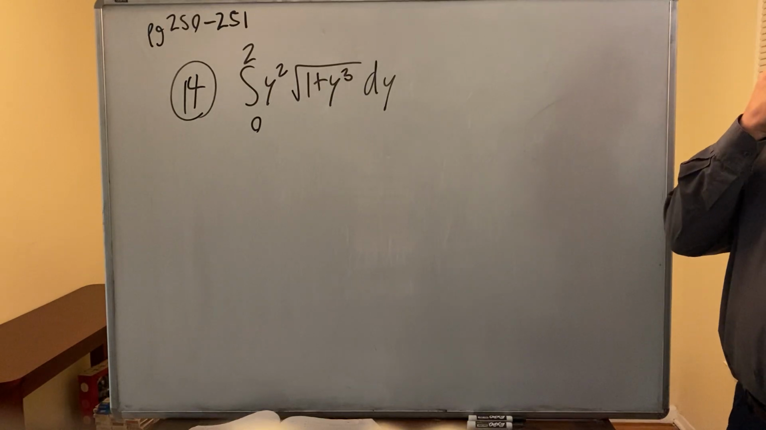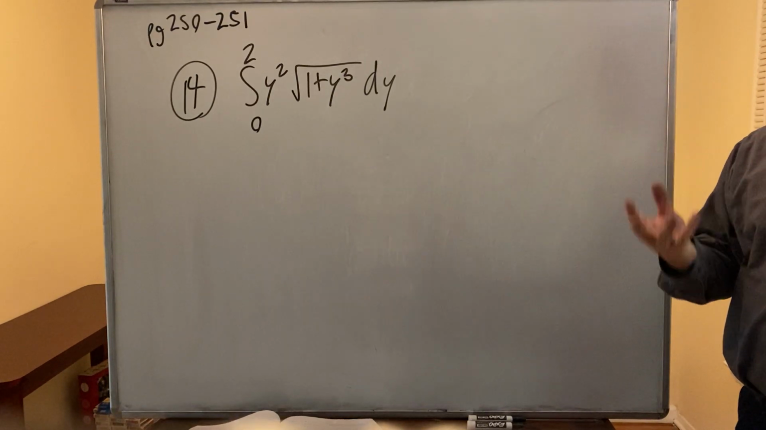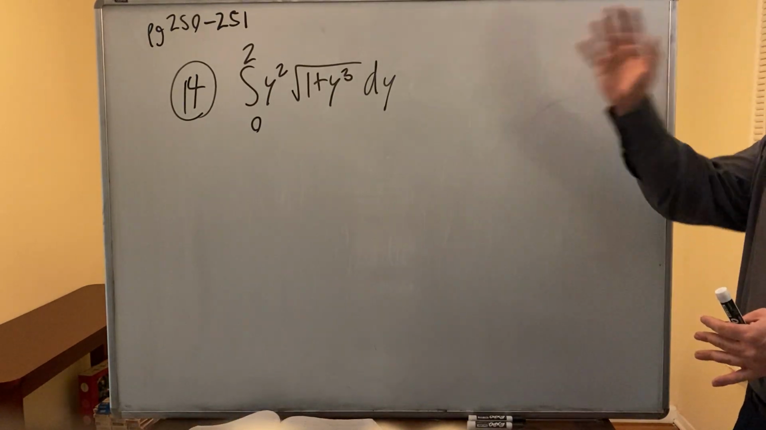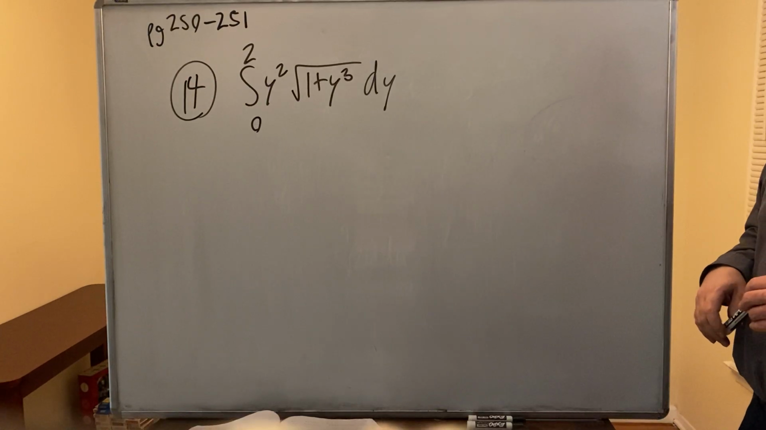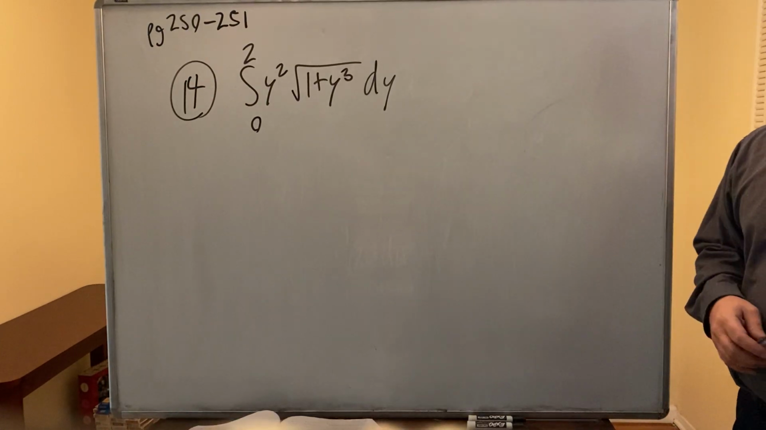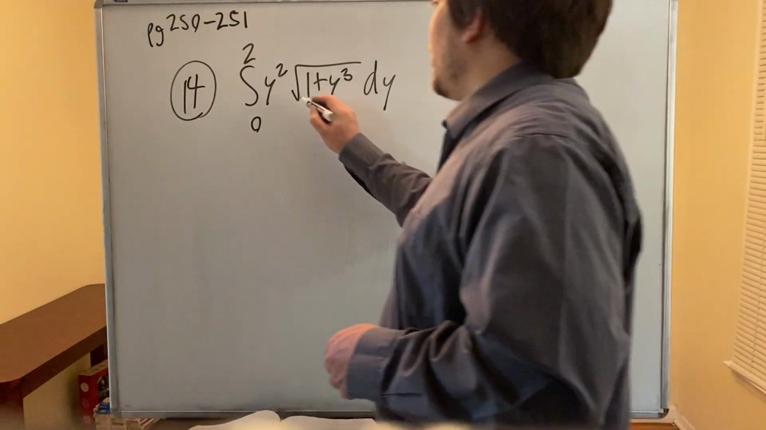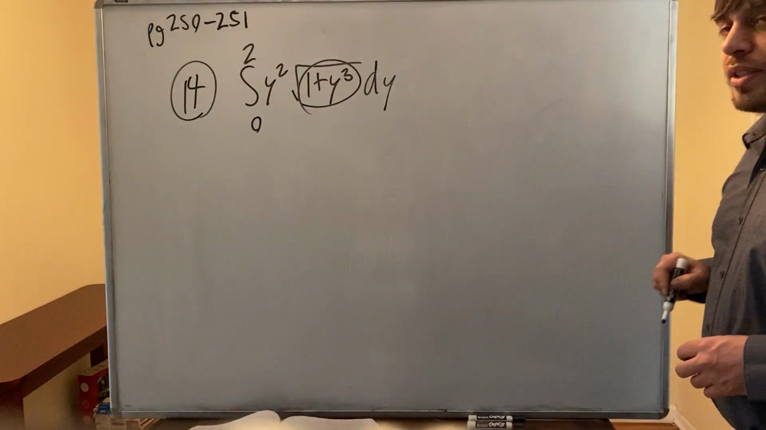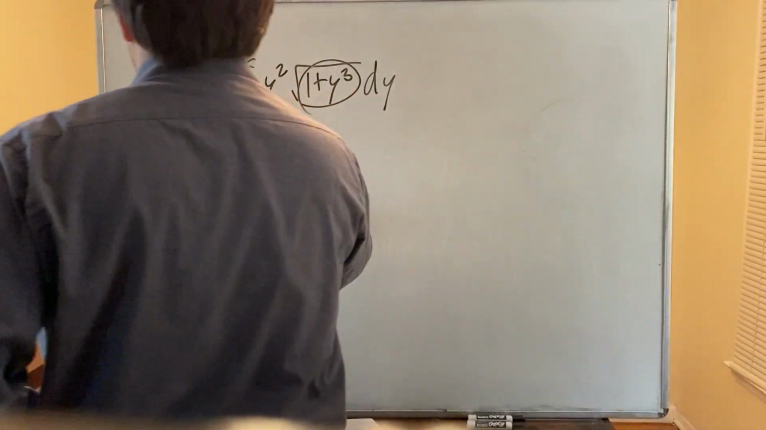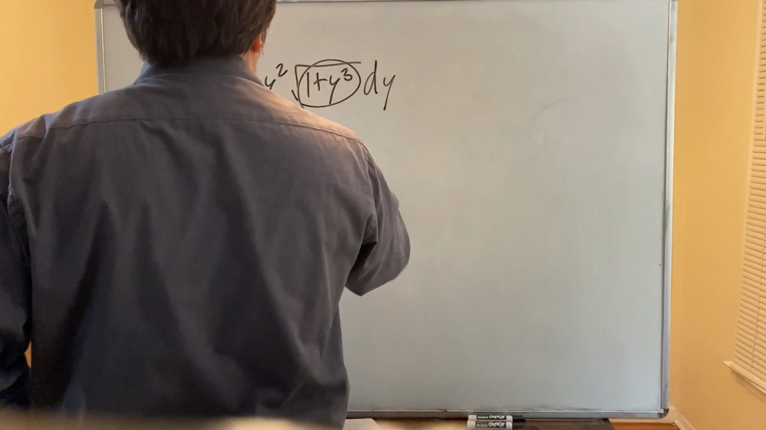Usually it's the weirdest thing, right? But u should also be something simple. It should be something simple, but something that is making it complicated. Okay, so let u be what's inside the square root. Let u be 1 plus y cubed. Let u equal 1 plus y cubed.